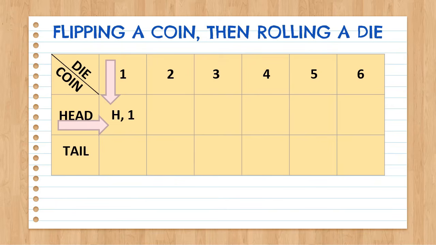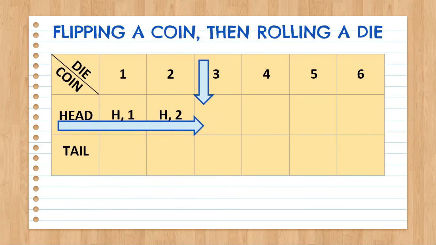Following the same way, moving head sideward, this time the second column, which is number 2, moves downward. In this attempt, we get an outcome of head and number 2. Next, let's find the third one. Move head sideward, and then this time the third column, which is number 3, moves downward. In this attempt, we get an outcome of head and number 3.